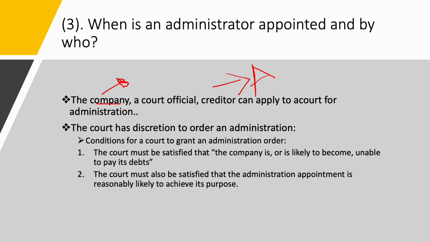When you're seeking to apply for administration as a creditor, of course it is not a guarantee that you're going to get this order, because administration comes with its own benefits. So you cannot just take advantage of the process. If you do not meet certain criteria, the court will automatically deny you an order of administration.